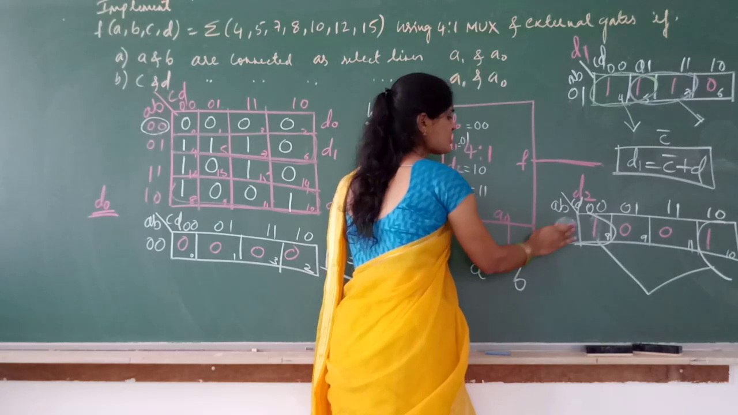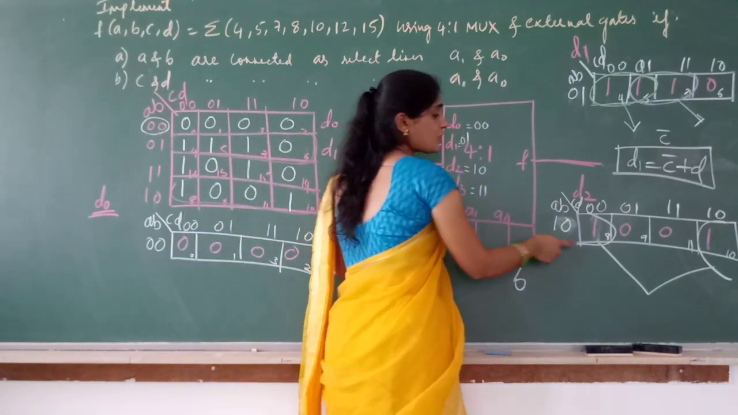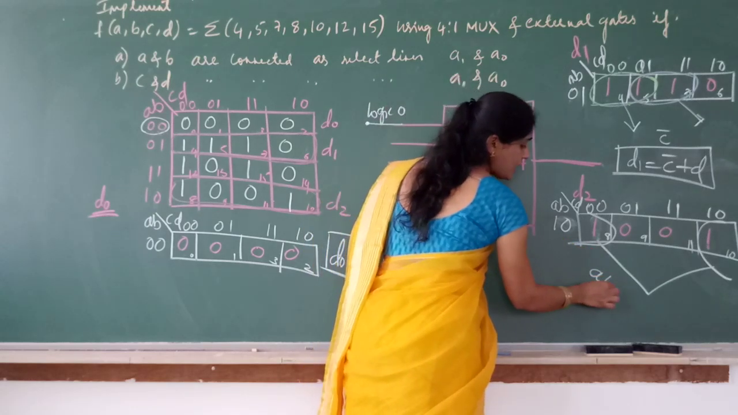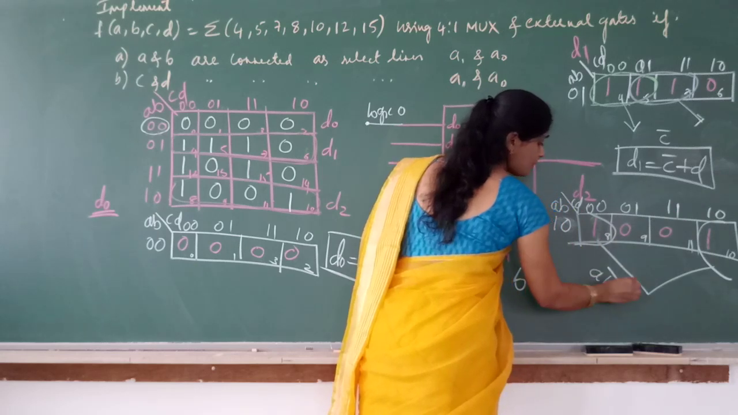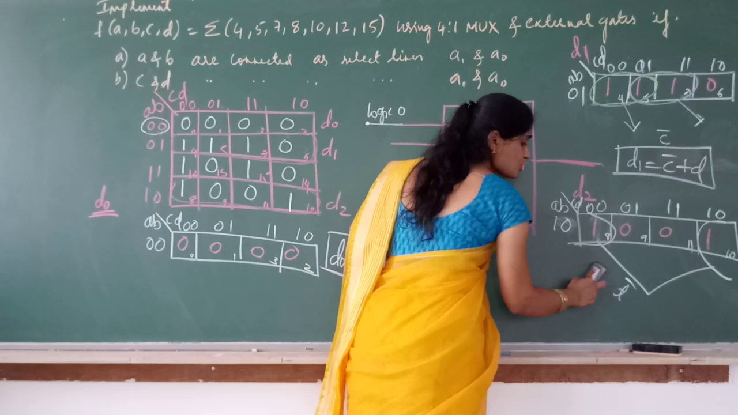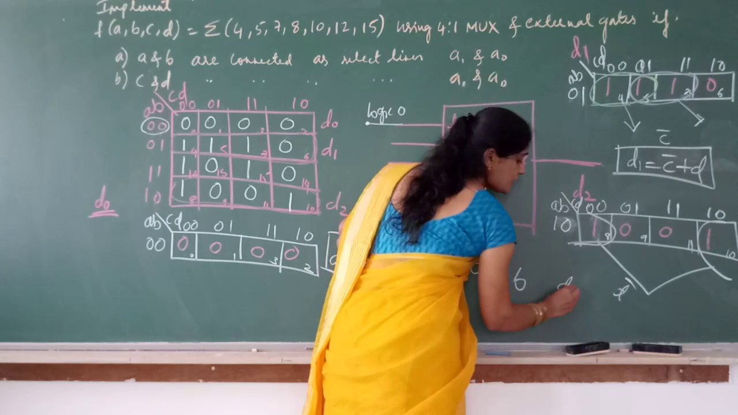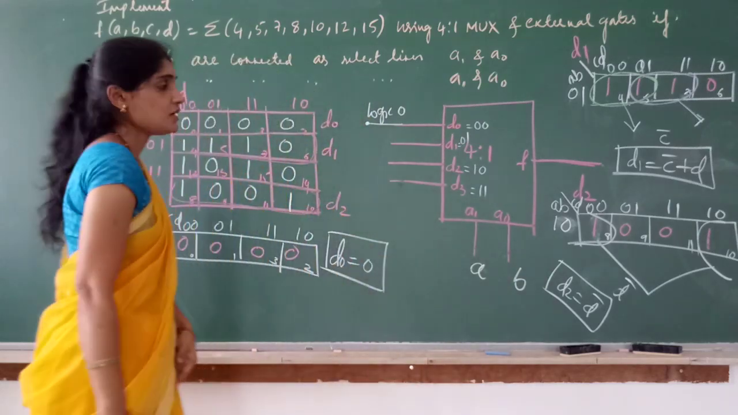Sorry, AB is not 00, it is 10, right? So what is the equation you get? A B bar. When you group these two, C is cancelled, D bar. A B bar D bar you get. But AB I am already giving here, so you need not write it. So what is D2? D2 will be equal to D bar.